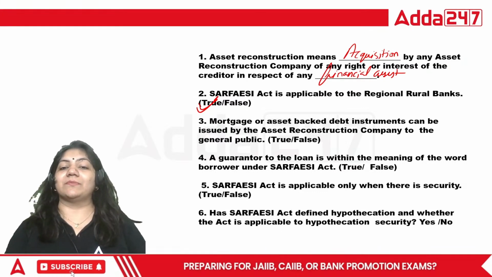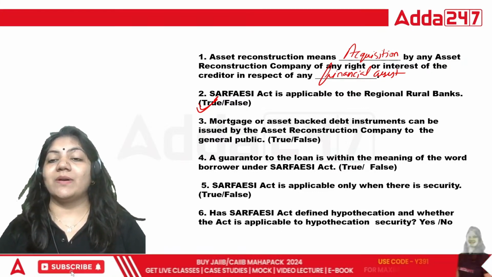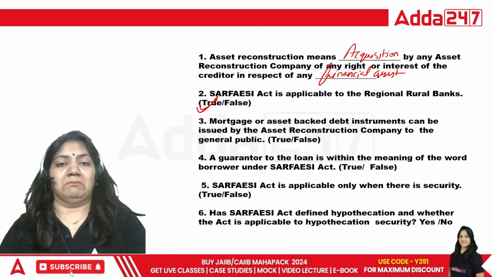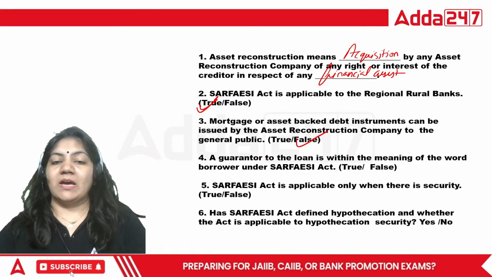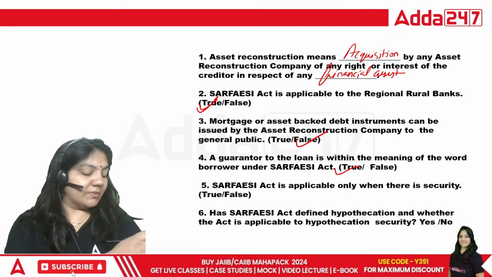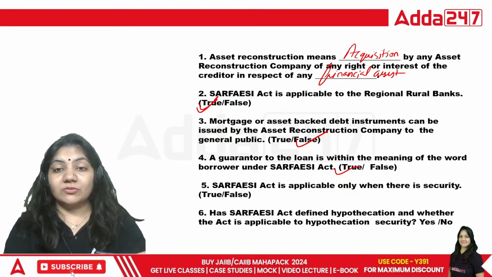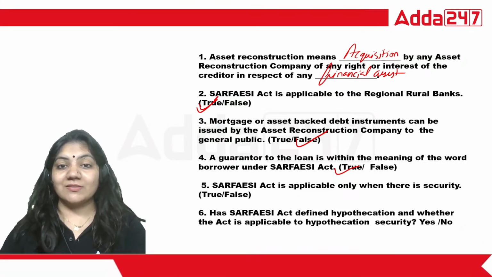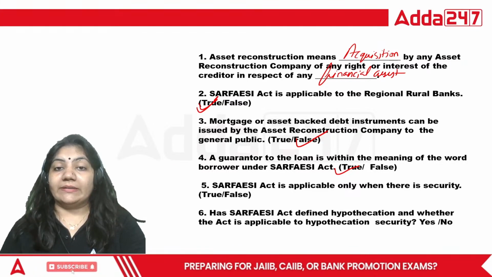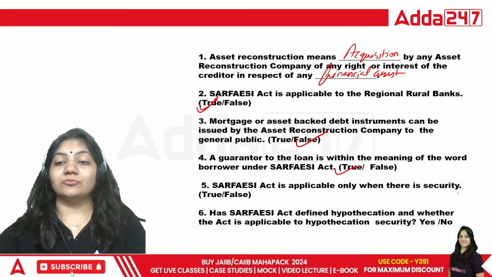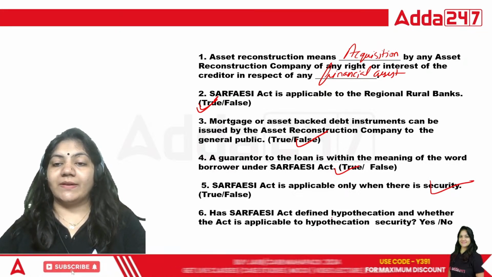Can a mortgage or asset-backed debt instrument be issued by ARC to the general public? No, it is not to the general public. Is the guarantor to the loan within the meaning of borrower? Yes, because if the borrower is not able to pay the money, we can approach the guarantor also in this case. SARFAESI is applicable only when there is a security. That is absolutely true.